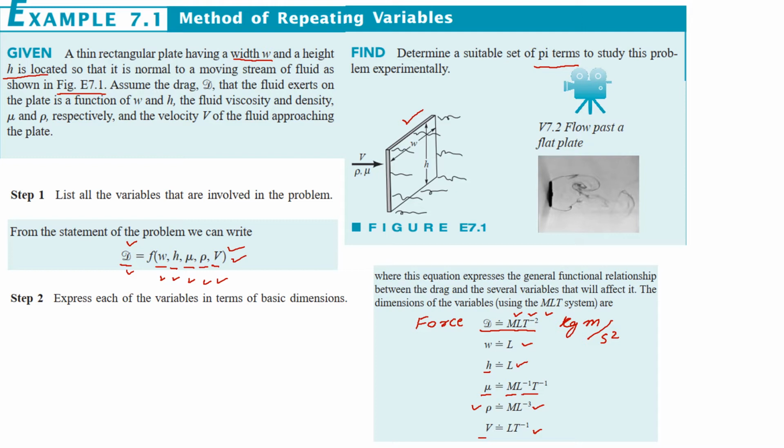In this example, we are following the MLT system. As you can see, our variables have dimensions comprising all three, or one of these three, or two of these three basic dimensions. So these are the basic dimensions of the variables involved in this example. Now let's move on to step 3.